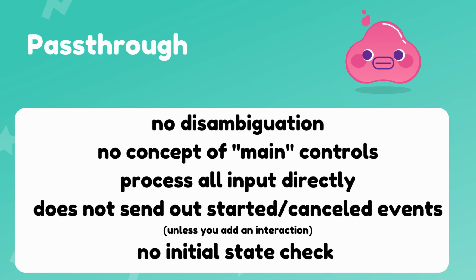If you do want to have that started and cancelled callback with pass-through, then you'll have to add in an interaction. Only then, when you add an interaction with pass-through, can you get those extra callbacks, because it makes it more clear to Unity that, okay, I have a hold interaction, so when I start to press down, that will start the interaction, and when I lift my finger, it will cancel the interaction. Otherwise, Unity will just report any change in value as performed. And of course, pass-through does not have the initial state check, as value does, as I mentioned.